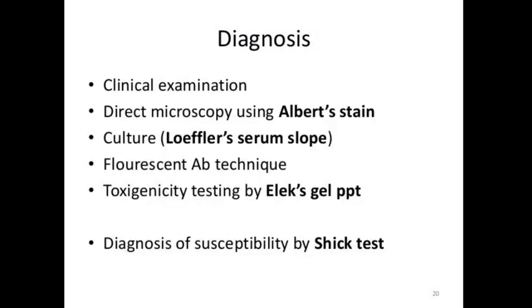Now, how can it be diagnosed? The first point under it is clinical examination. Direct microscopy using Albert's stain. Culture: Loeffler's serum slope. Fluorescent antibody technique. Toxigenicity testing by Elek's gel precipitation test. Diagnosis of susceptibility by Schick test.